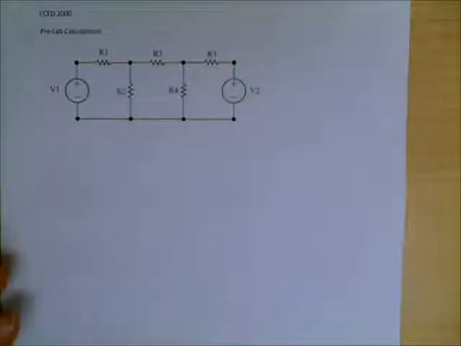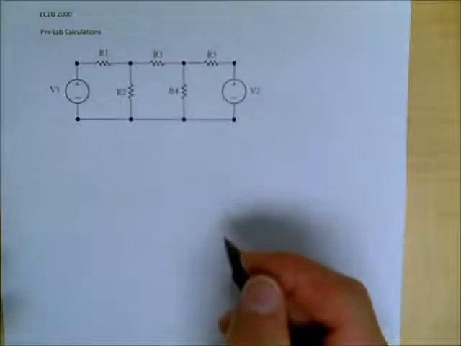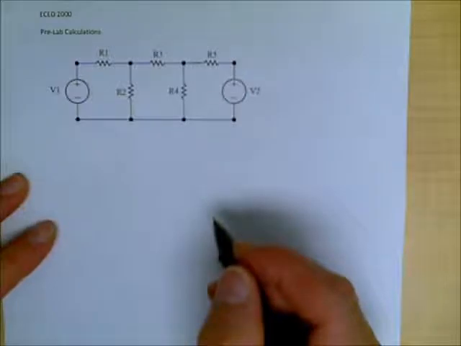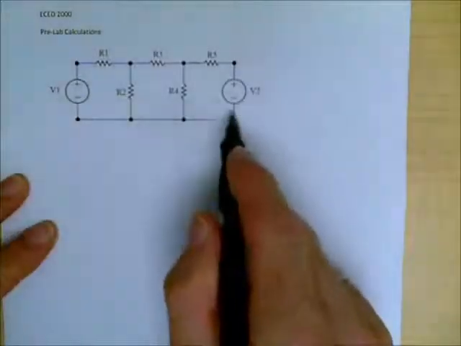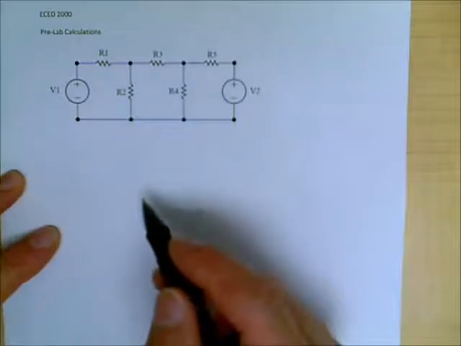Okay, so this video is to help you with the preparation for lab number 3, Kirchhoff's laws. And this will be the circuit that you'll be using. It's got a voltage source on either side. It's got a network of 5 resistors in the middle.